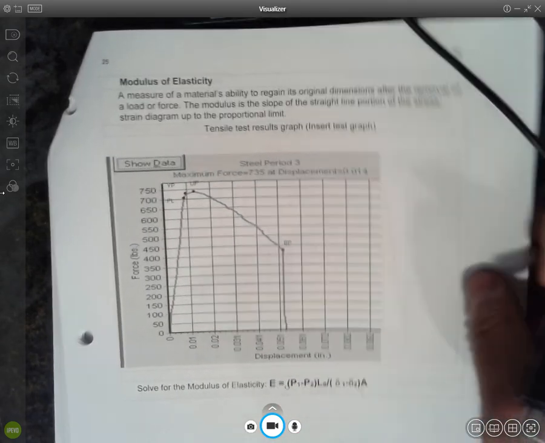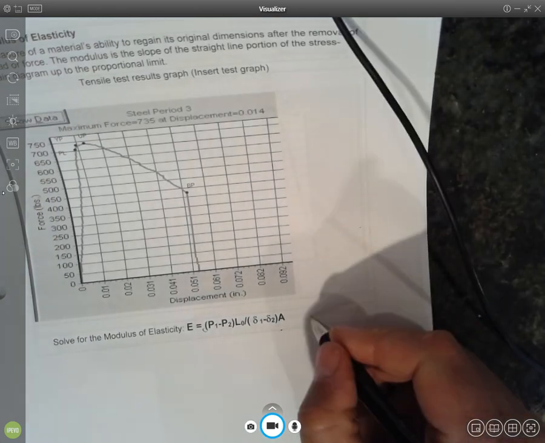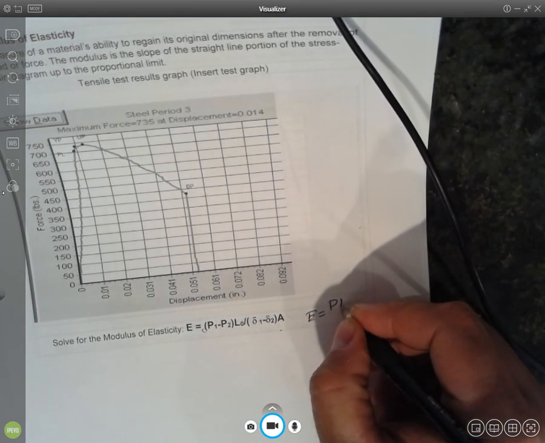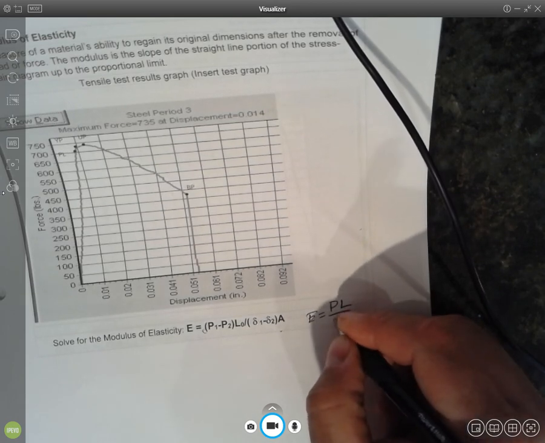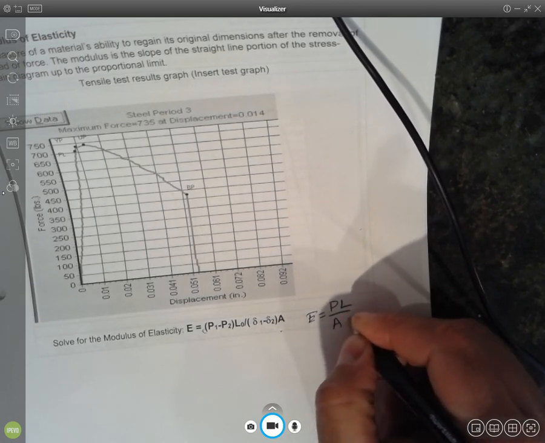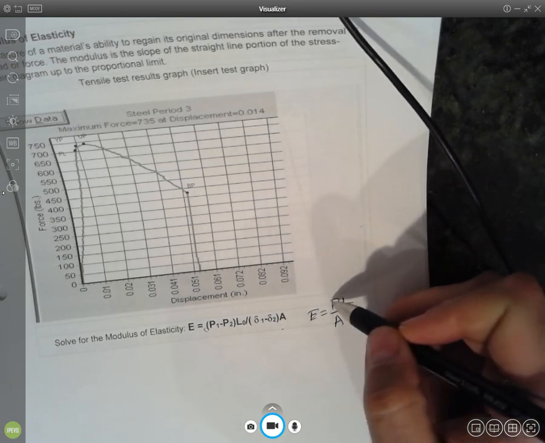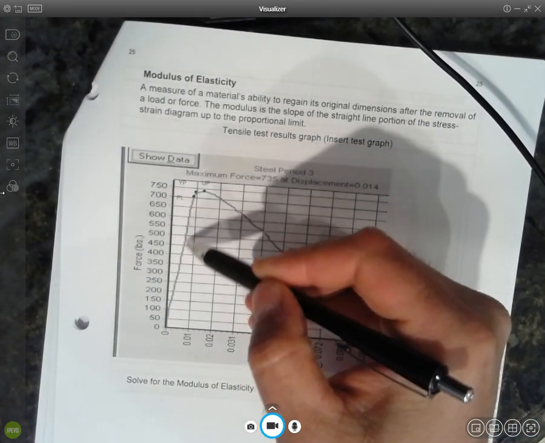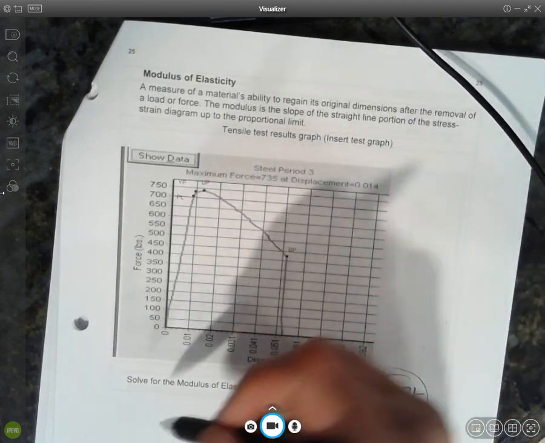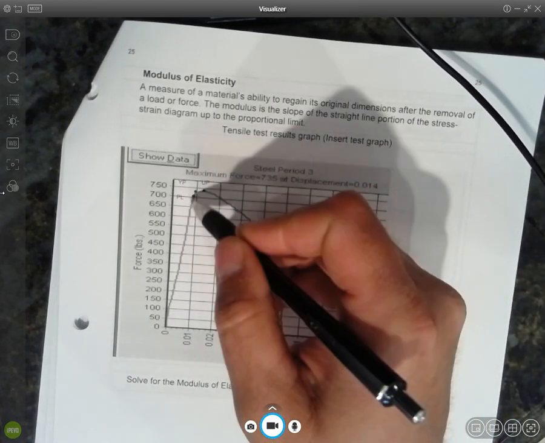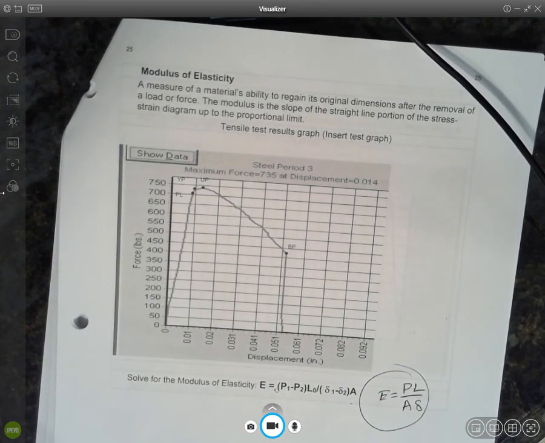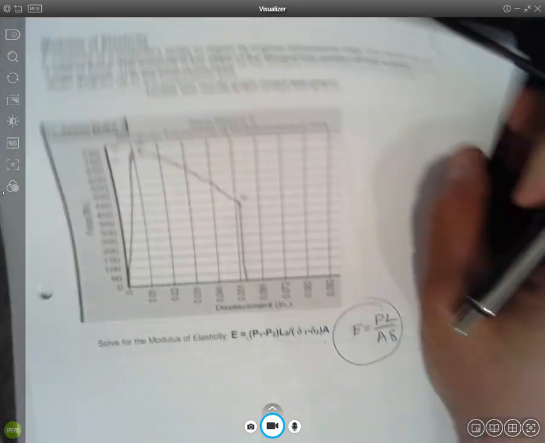It's really not that crazy because the formula we've been using is really just elasticity is the force times the length divided by the area times the deformation. And pretty much that's what we're going to use. The only thing is it has to be done on the straight line, okay? Because elasticity only exists on this straight line area. After that, we go into plasticity, so that wouldn't work, all right?